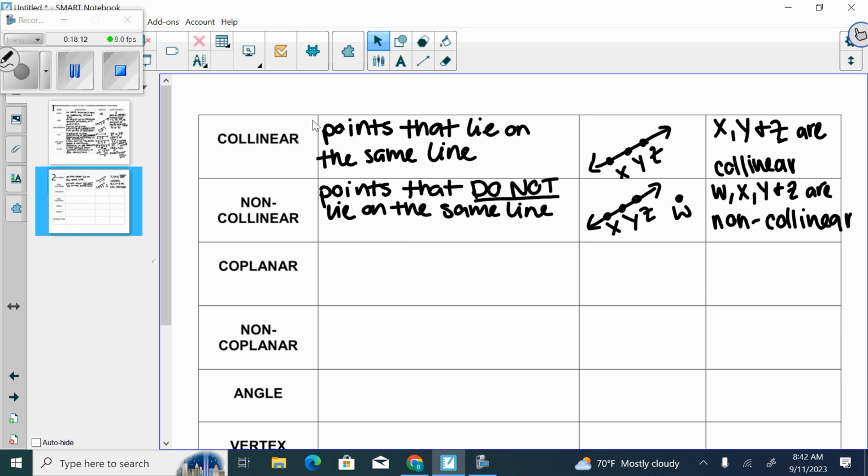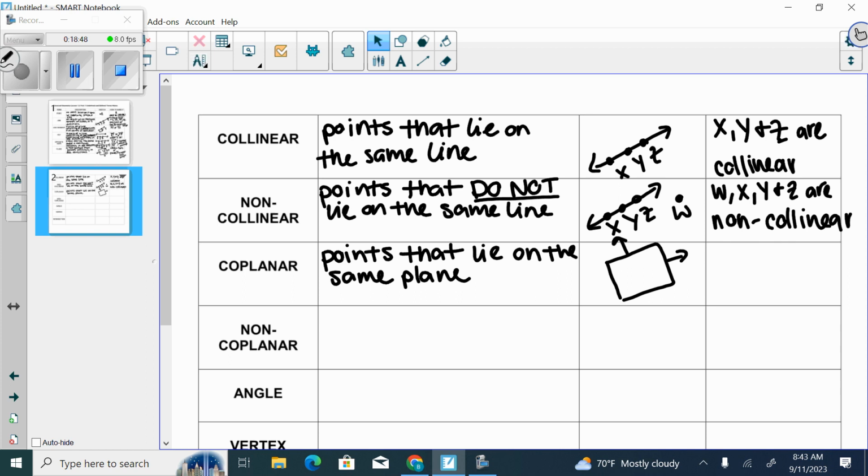Alright, and if collinear means points on the same line, what do you guys think coplanar means? Points that are on the same plane. Very good. So remember, to represent our plane, we just draw some flat surface with arrows extending in each direction to show that it extends infinitely. And I'll put 3 points inside of there. Maybe this time it's Q, R, and S. Then I would be able to say that those 3 points, Q, R, and S, are coplanar.